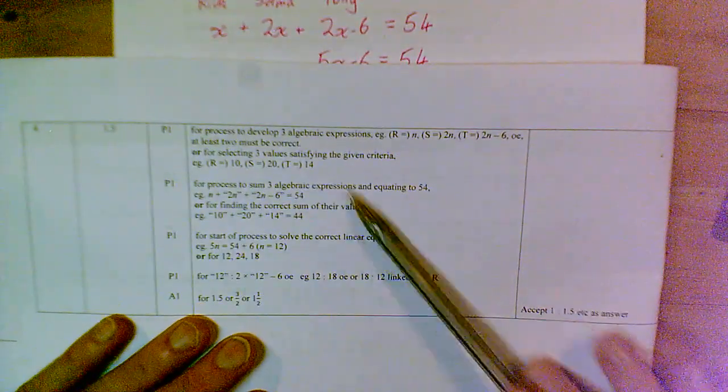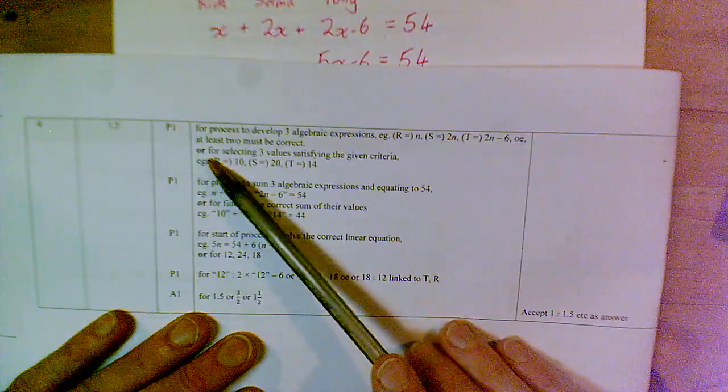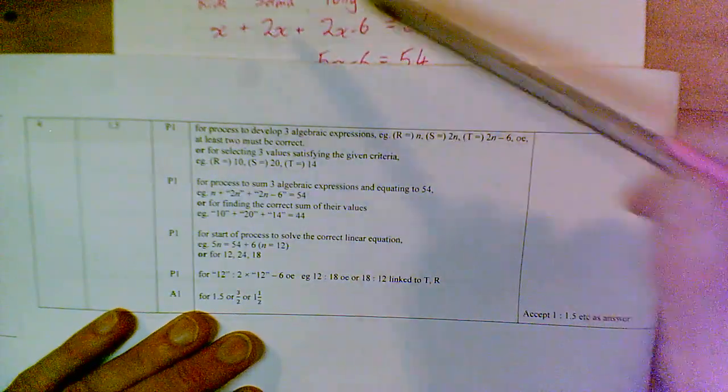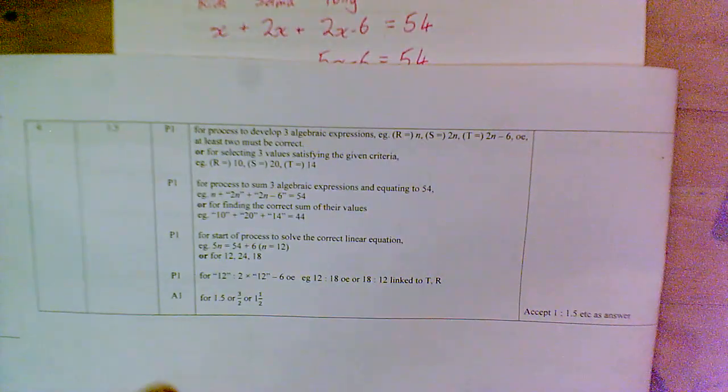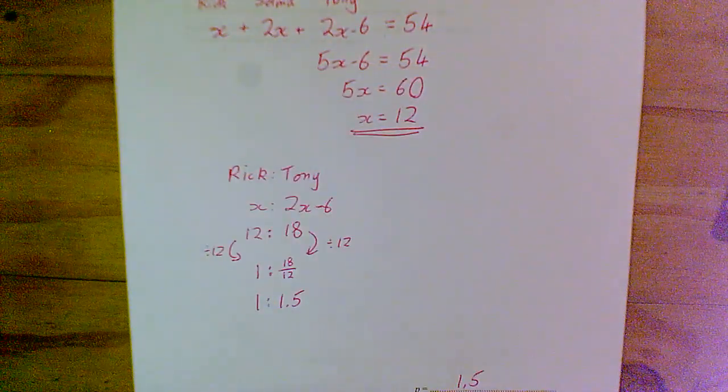You will notice in mark schemes like this, they allow for all sorts of different ways of doing it. So lots of you solved this by a sort of trial and error method and worked out what Rick, Selma and Tony had. That's absolutely fine. Okay, ratio done. Question 5. Again, pretty well done.